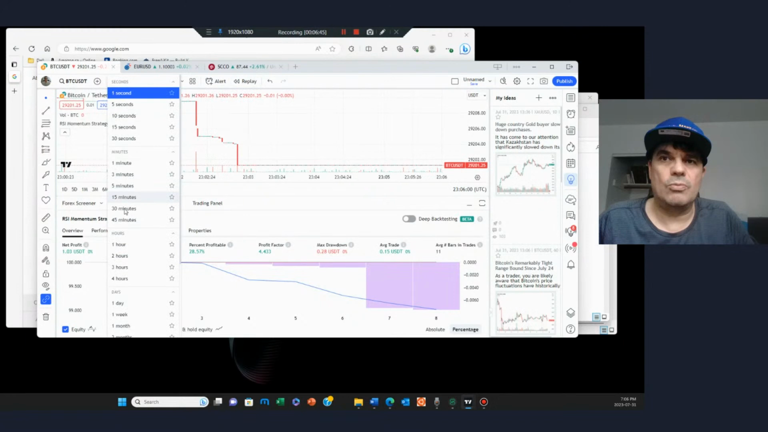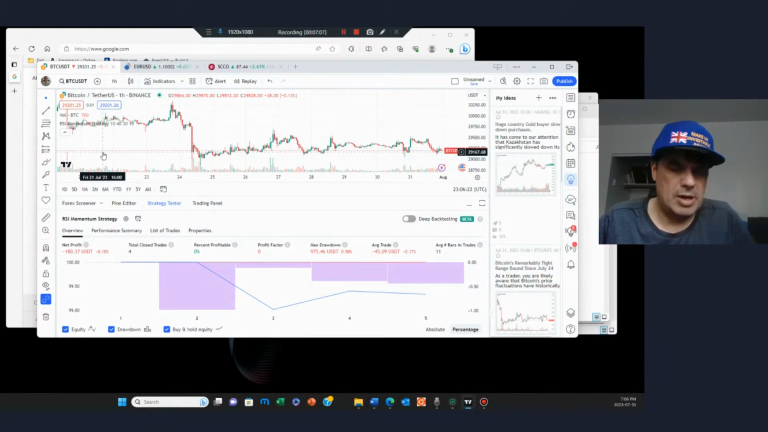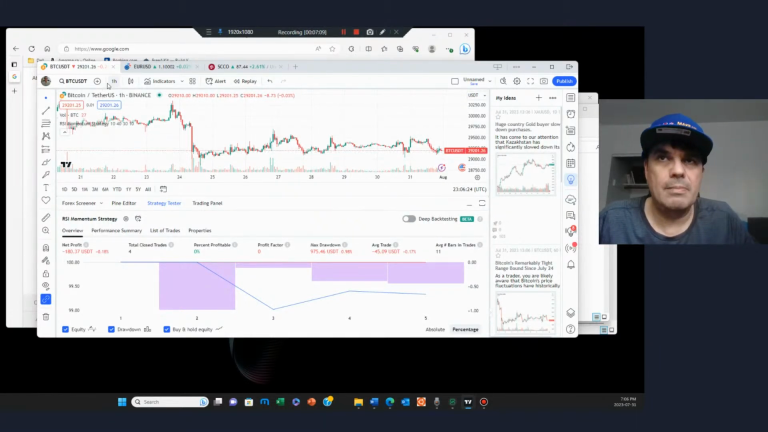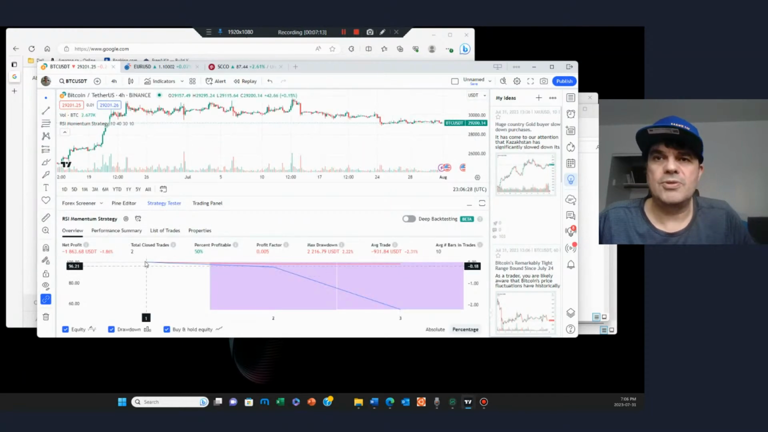So if I start going into 1 hour, it starts to reduce. Look at the max drawdown of $975, which is 0.98%, or close to 1%. And it's losing each and every trade over 4 trades. So once you start to go to a higher time frame, if I go to 4 hour, you start to see it becomes worse and worse and worse.